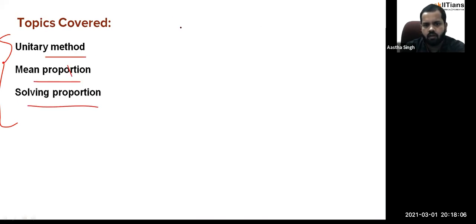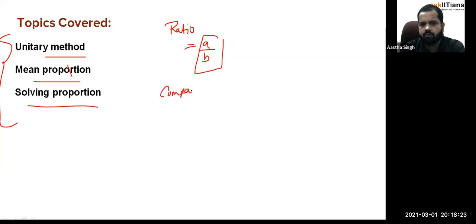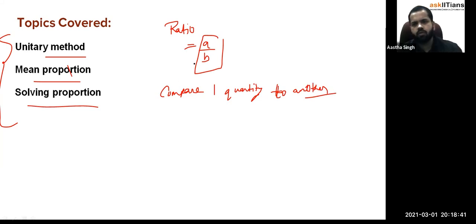Let me tell you what ratio is first. A ratio is basically in the form of A upon B. It means that when we compare one quantity to another, we calculate a ratio. And the most important point while calculating a ratio is that your units should be the same.